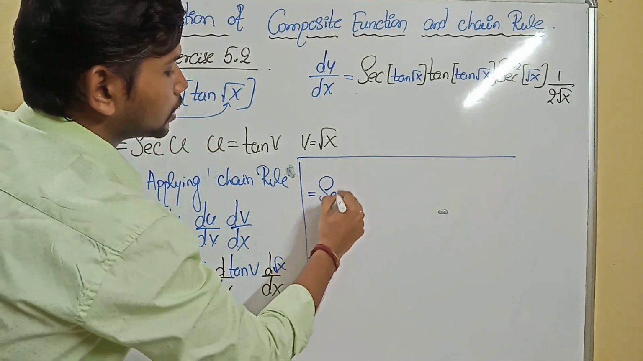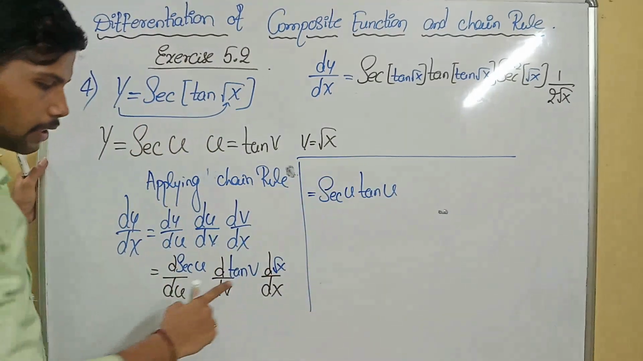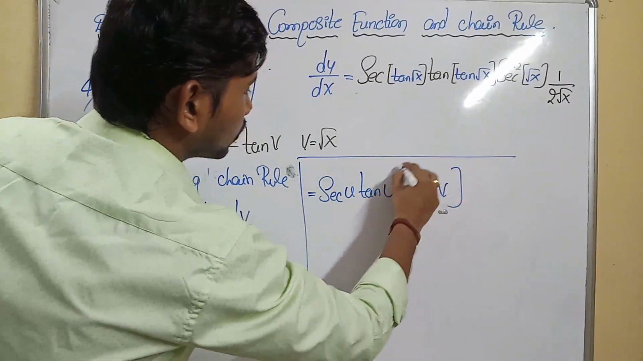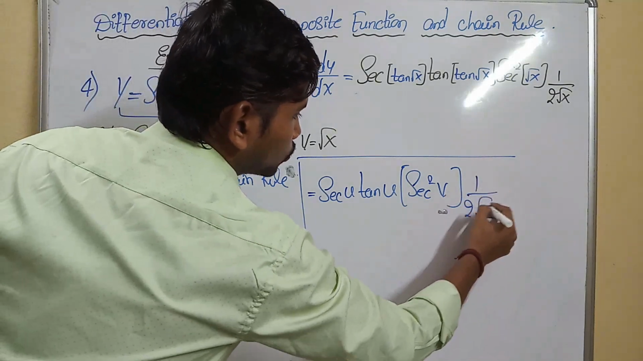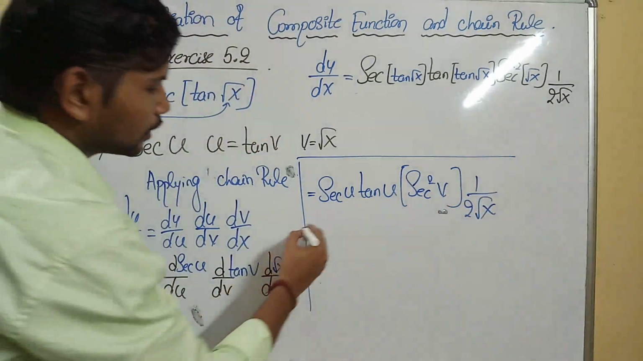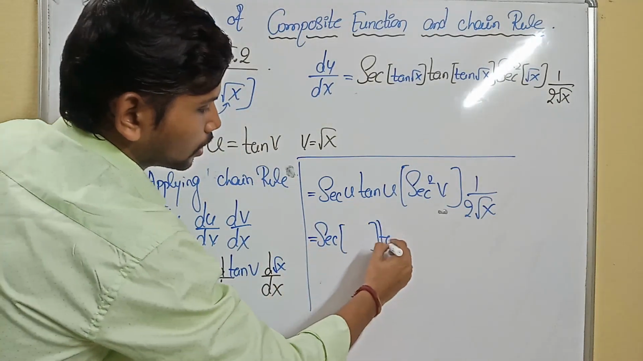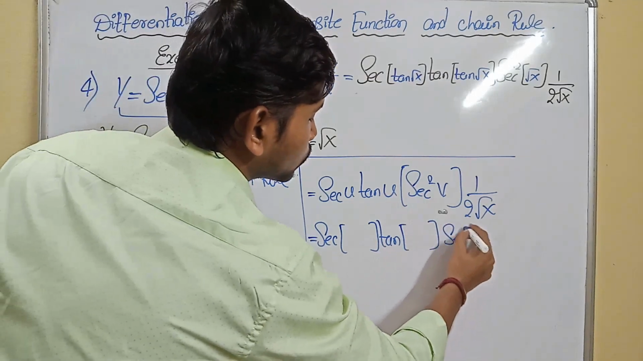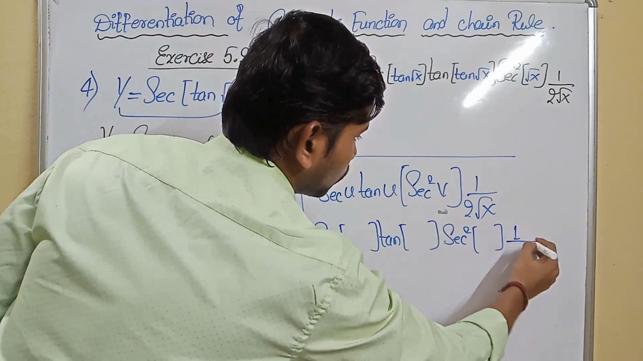Then what about next, derivative of secant u with respect to u? It is secant u into tan u. Then tan v derivative is secant square of v. Then root x derivative is 1 by 2 root x. Now secant of what is u? I need to substitute. Tan of what is u? I need to substitute.